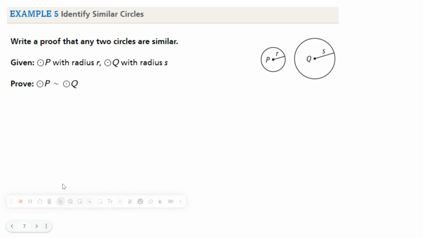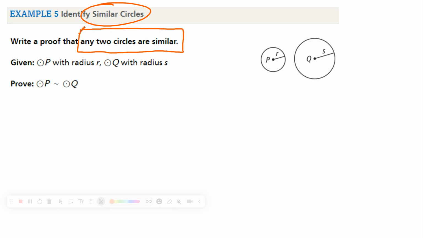So it says identify similar circles. This is actually a huge deal on the state test. You will see this on the state test once or twice. It says write a proof that any two circles are similar. This is an idea that is true, and the reason is that all circles are the same shape. They're all circular. Now, they have different sizes based off their radius, but they're all the same shape. So we have circle P and circle Q. We want to prove that circle P is similar to circle Q.